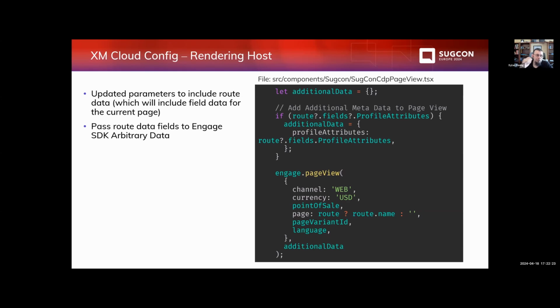It takes an optional parameter for additional data, something known as arbitrary data. That's not usually used in the out of the box Engage SDK in the XM Cloud foundation head project. So this is basically what we're modifying. You could modify it to do other things as well. This is just one example of how you could modify it.